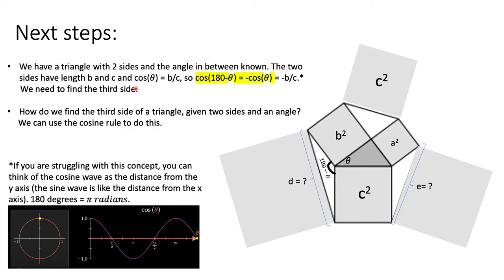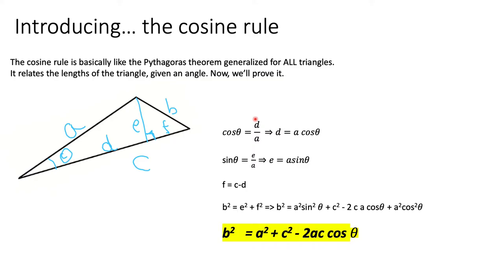Okay, and now going back, we need to find the length of the third side, because we know these 2, and we need to find this. And over here, we know these 2, and we need to find this. So how do we find the third side of a triangle, given 2 sides and an angle? This is where the cosine rule comes in. So, the cosine rule is basically like the Pythagoras theorem generalized for all triangles. It relates the lengths of a triangle given an angle. Now let's prove it.